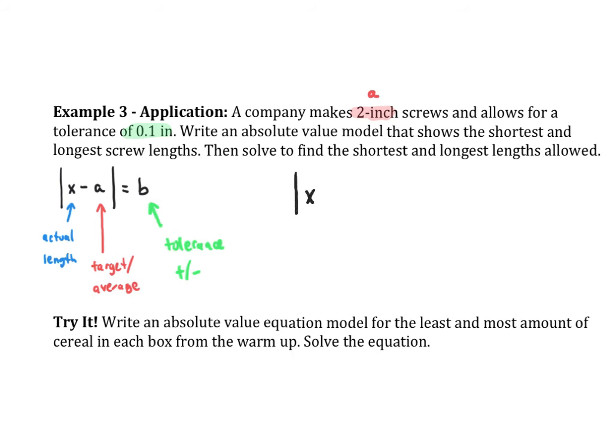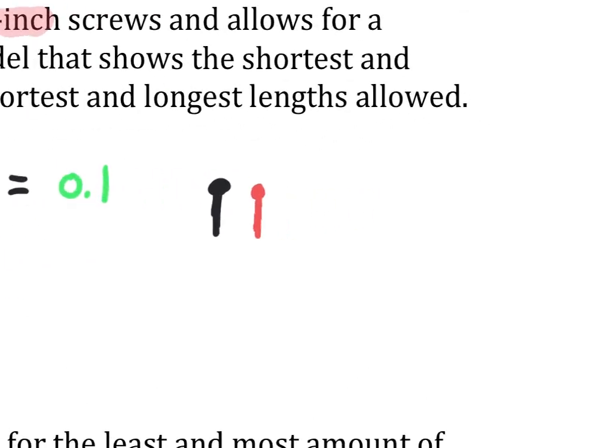We do x, or whatever the product is, maybe s for screw. My s's look like 5, so I won't use that. And the target value is 2, and is equal to the tolerance of 0.1. Now let me explain what it means. It means when you measure a screw, you just made a screw. Okay, and now let's measure it against the exact 2-inch screw right there. Okay, and now what happens?